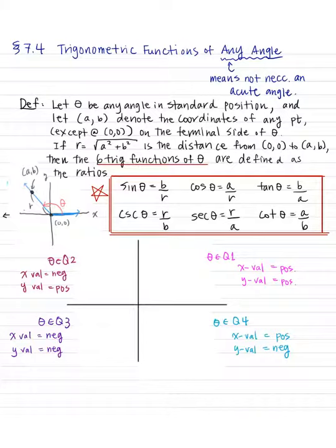Now since we're talking about any angle in this section, I've drawn quadrant 1, quadrant 2, 3, and 4. Notice that in quadrant 1, x and y values are both positive. In quadrant 2, x is negative, y is positive. In quadrant 3, x is negative and y is also negative. And in quadrant 4, x is positive and y is negative. So keep that in mind.